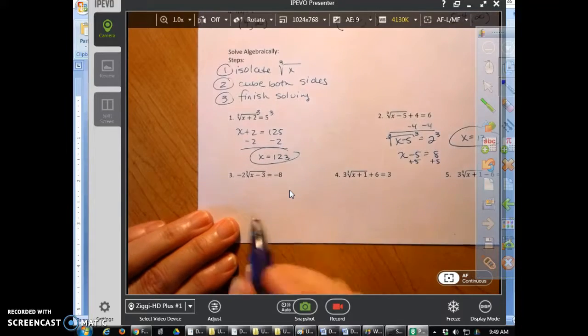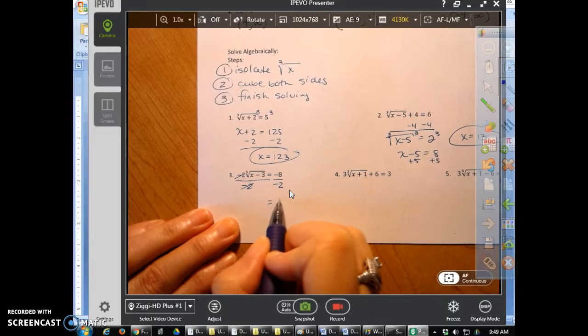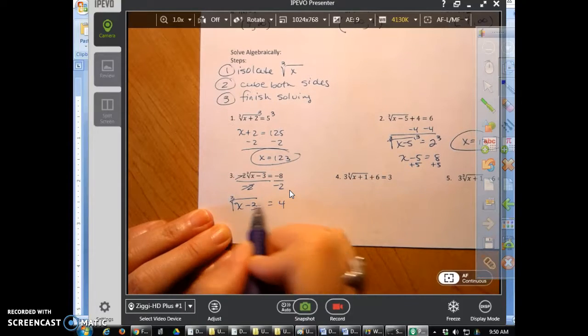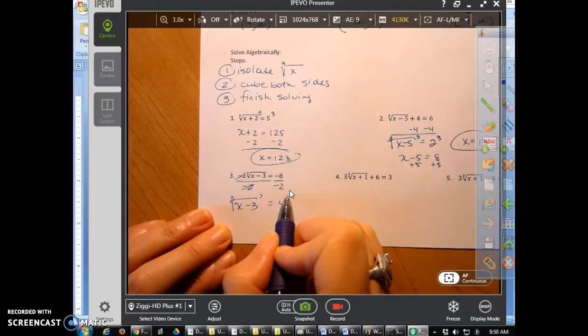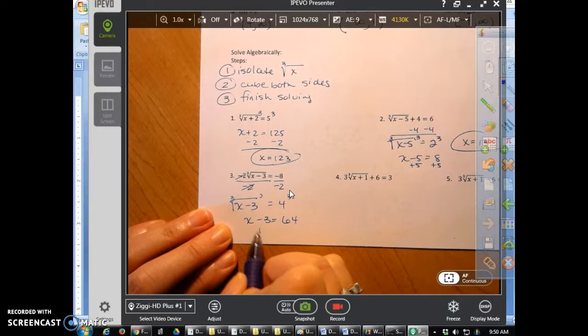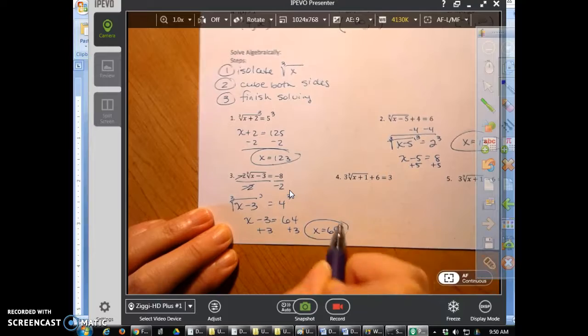Number 3 down here, divide by -2, cancel, cancel. That's a +4. So x minus 3 all cubed is 4 cubed on both sides. x minus 3 is equal to 64, and add 3. x is going to be 67.